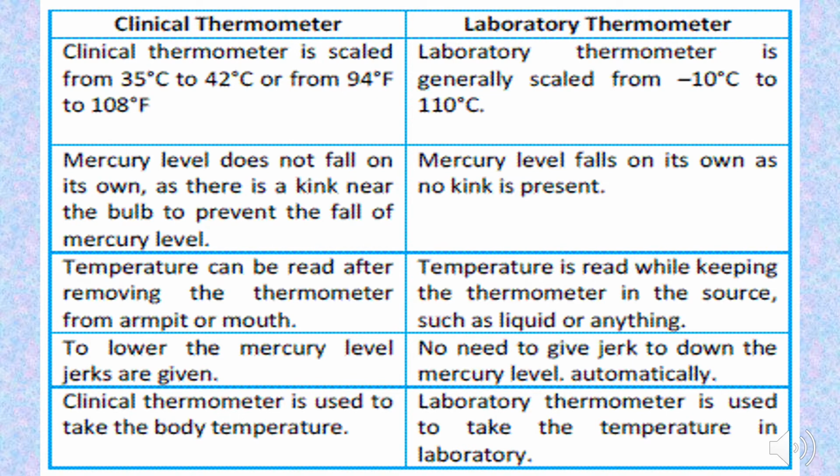The third point is the temperature can be read after removing the thermometer from the armpit or mouth. But in the laboratory thermometer, it is read while keeping the thermometer in the source such as a liquid. Fourth point is to lower the mercury level, jerks are given. But in the laboratory thermometer, no jerks are needed. The clinical thermometer is used to take the body temperature, while the laboratory thermometer is used to take the temperature in laboratories.